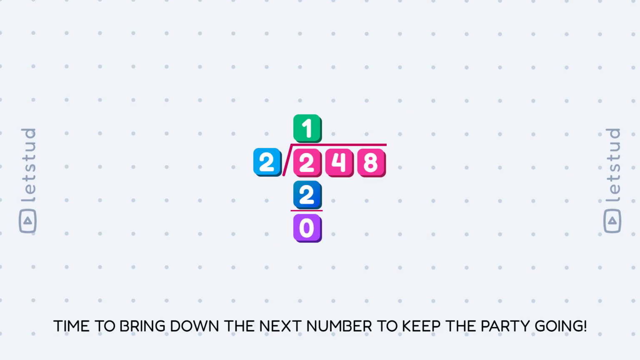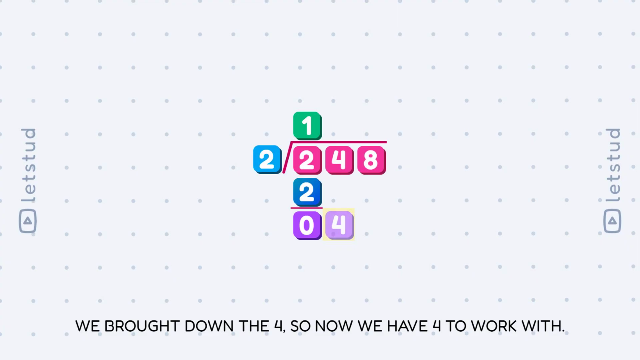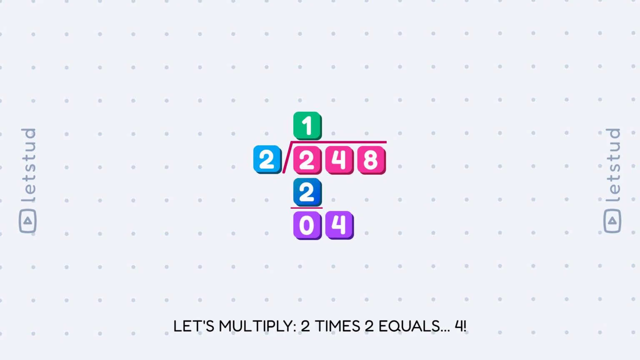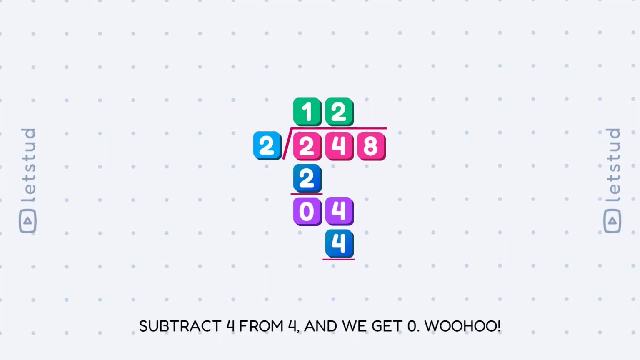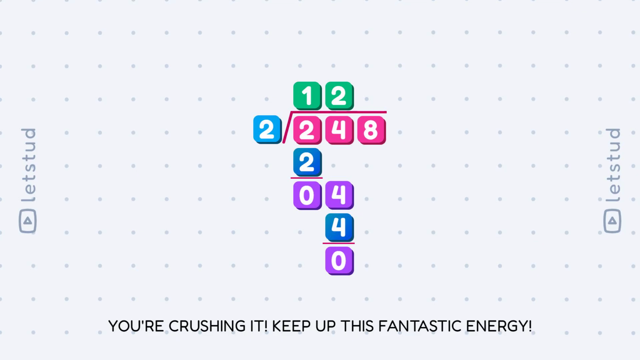Time to bring down the next number to keep the party going. Here we go with the next digit, we're looking at the number 4. We brought down the 4, so now we have 4 to work with. How many times does our divisor 2 go into 4? It's 2 times. Let's multiply: 2 times 2 equals 4. Subtract 4 from 4 and we get 0. Woohoo! You're crushing it, keep up this fantastic energy.